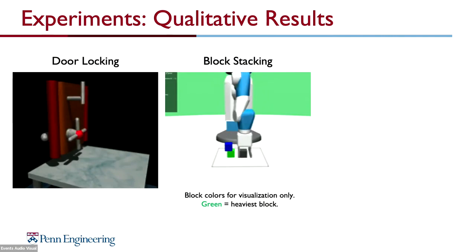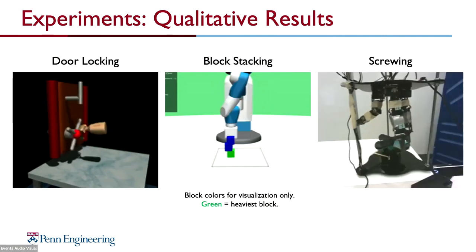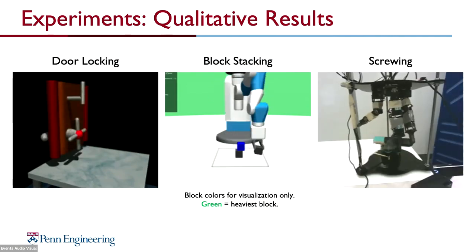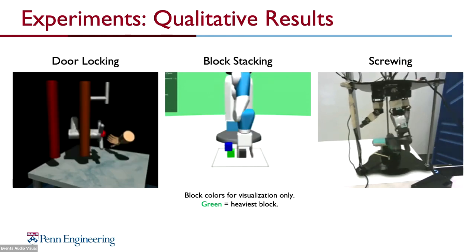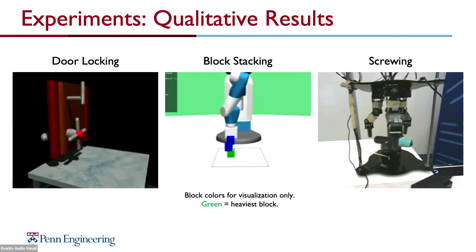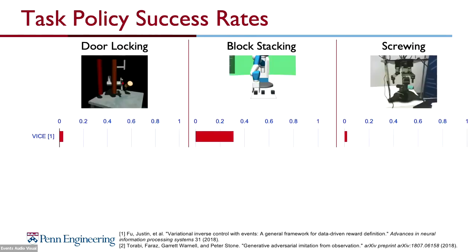Finally, we also evaluate LIRF on a real robot screwing task in which the robot cannot observe whether the screw is tight or not without trying to twist it open. Once again, our method LIRF learns correct screwing behaviors.